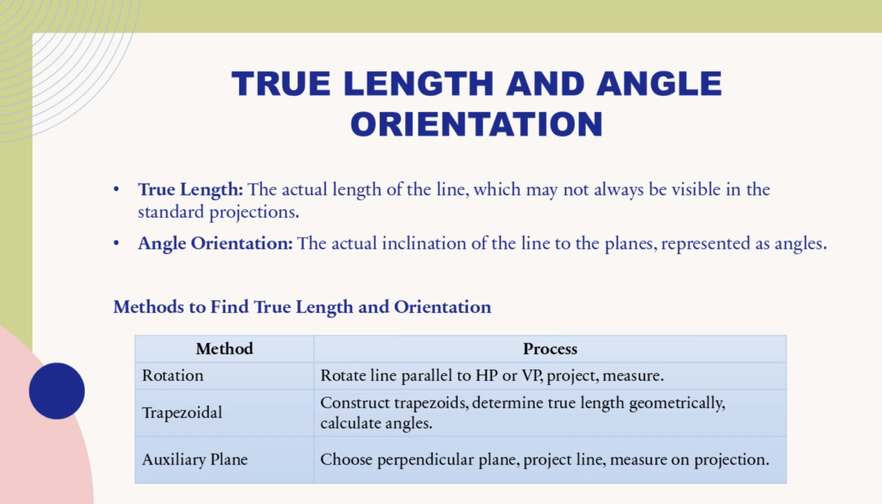True length represents the actual length of a line, which isn't always visible in standard projections. Angle orientation describes the line's precise inclination to various planes. Engineers use multiple methods to determine these characteristics, including rotation, rotating the line to parallel planes, trapezoidal methods, geometrically constructing the true length, and auxiliary plane techniques. These approaches ensure accurate representation of line geometry.